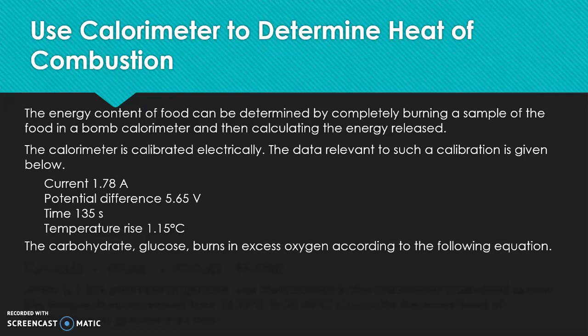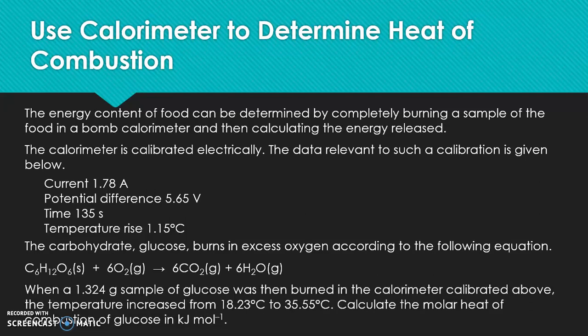Then the carbohydrate glucose burns in excess oxygen in the following reaction. Well, not sure if the reaction is actually useful, but we're told that 1.324 grams of glucose was burned in the calorimeter, causing the temperature of the calorimeter to change from 18.23 to 35.55. Then calculate the molar heat of combustion, in kJ per mole.